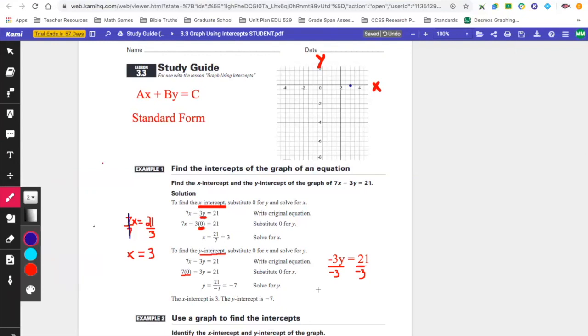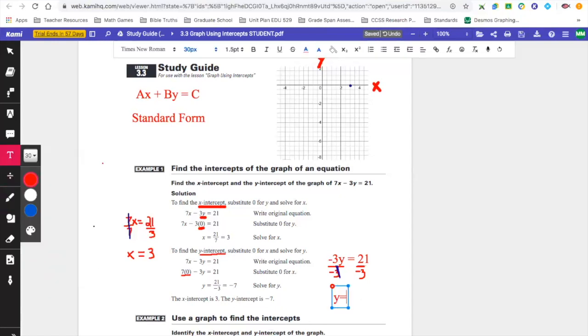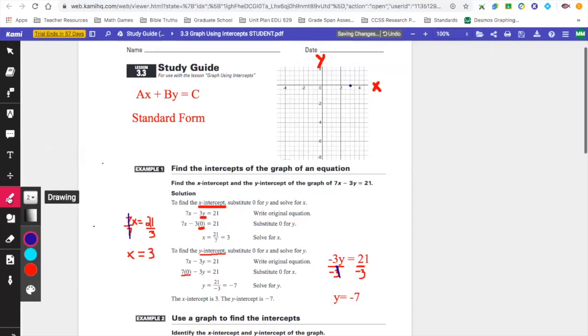My -3 divided by -3 is +1, and they would cancel. And that leaves y equals 21 divided by -3, which is -7. Now I have my second intercept, y equals -7. I come over to y equals -7 and I put a point. Now I have 2 points and I can draw a line.